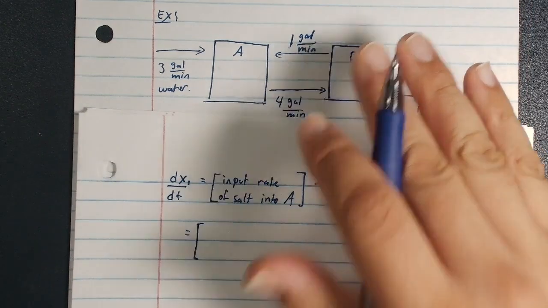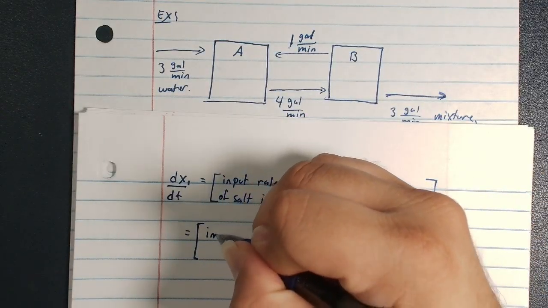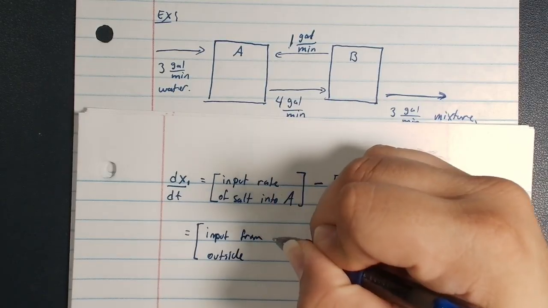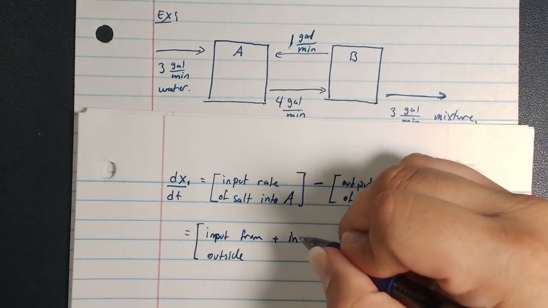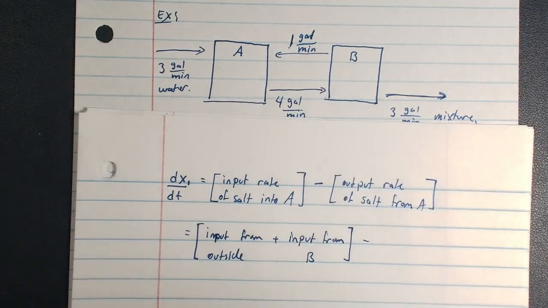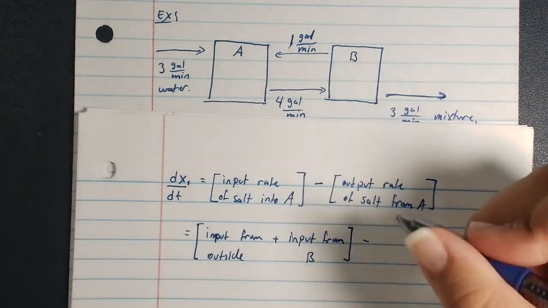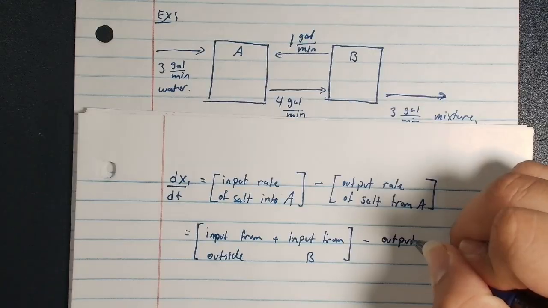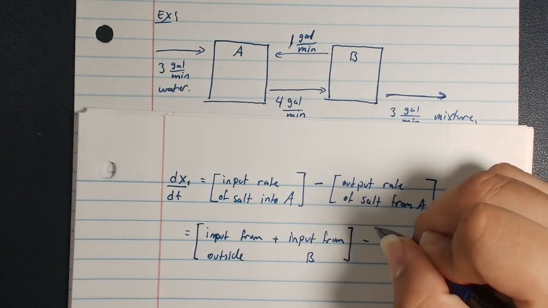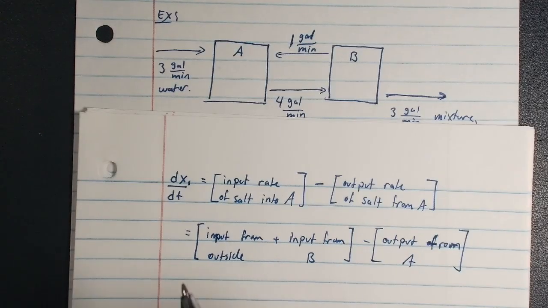Okay, so here, just generally, without worrying about numbers, input is from the outside and from tank B. This is input from the outside, and so plus the input from B. Minus the output rate. Well, there's only one output, and that's from A to B. Output from A. All right, so now let's see if we can't quantify these things.